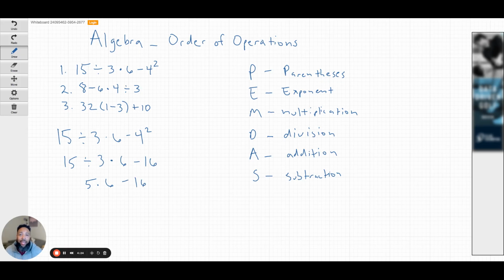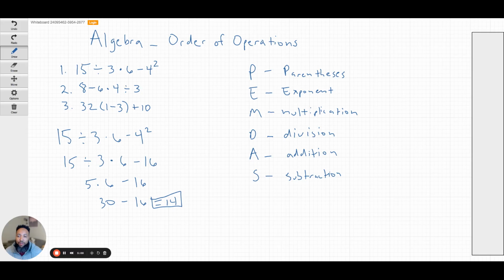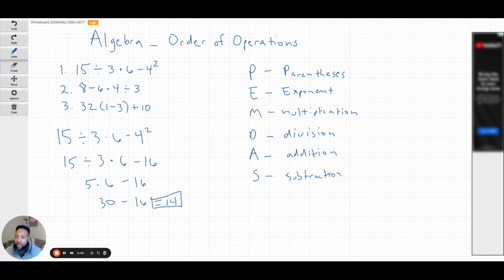So now what we have left is multiplication and subtraction. So now we're going to take multiplication, which is next in line. 5 times 6 is 30. So we have 30 minus 16. All we have left now is subtraction. 30 minus 16 equals 14. And so that's your answer. So you see how that works? You just go down the line and make sure that you start off with parentheses, then exponents and multiplication, so on and so forth. So I'll go ahead and let's do another one just to make sure we know what we're talking about here.